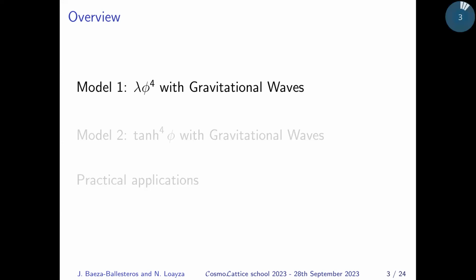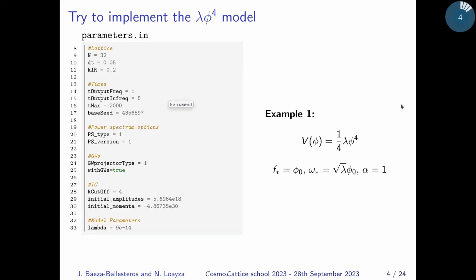So first of all, we are going to start with the lambda phi to the 4 model. The objective now is that you try to implement this model. This model should be very similar to the one you were viewing with Paco 2 days ago, although now we just want to focus on the simplest example on this potential here without any daughter field, so just one single field. And here I show you the parameter file that I have used, and this is also what I recommend you to use.